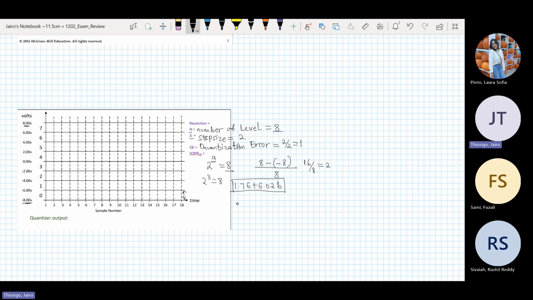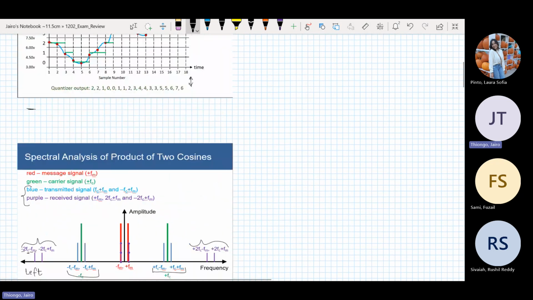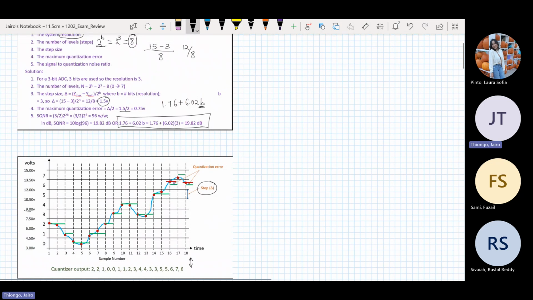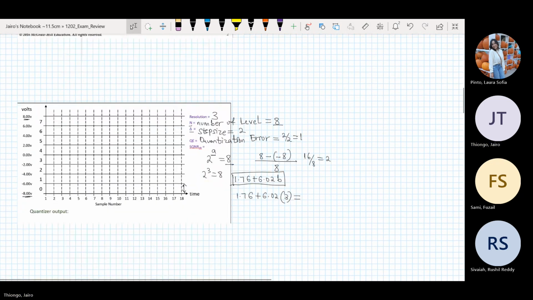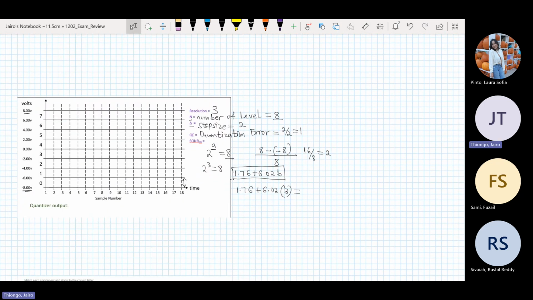And it is 1.76 plus 6.02 b. Remember the b stands for the resolution. So we already found the resolution to be equal to 3, and you just find the answer. Since it's the same resolution, you should find the same answer as our first question based on the resolution. And that's pretty much it.